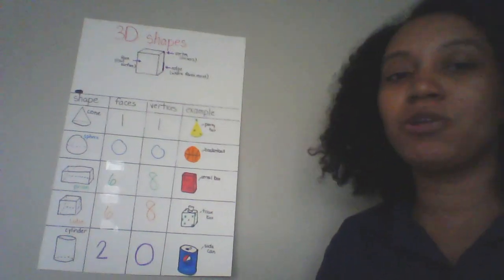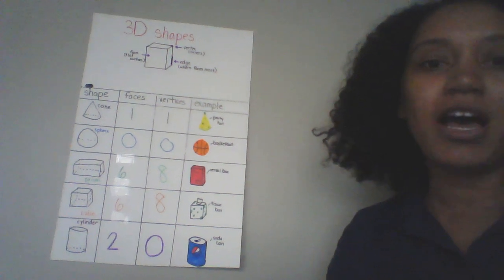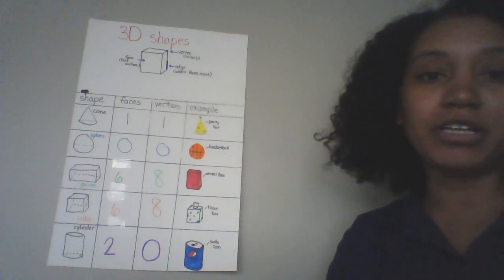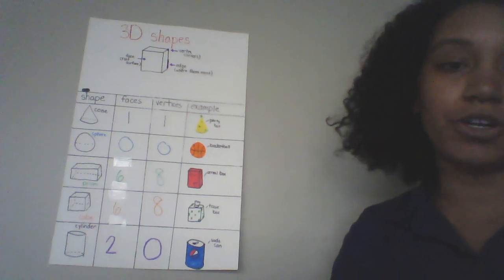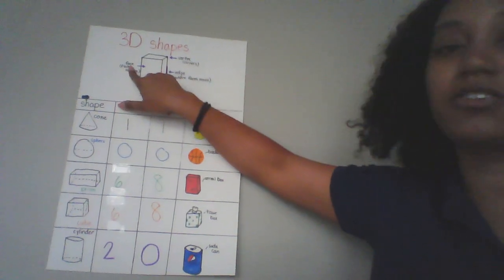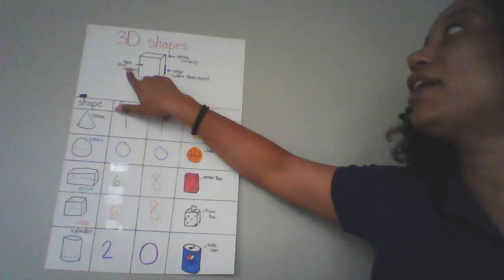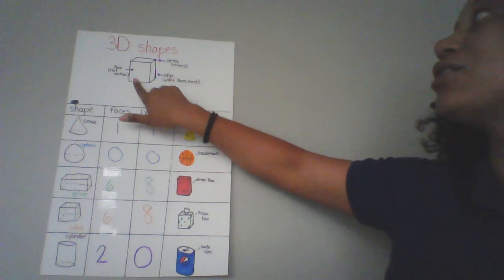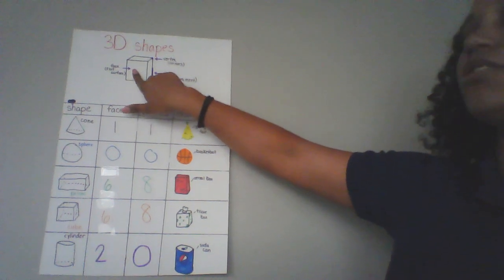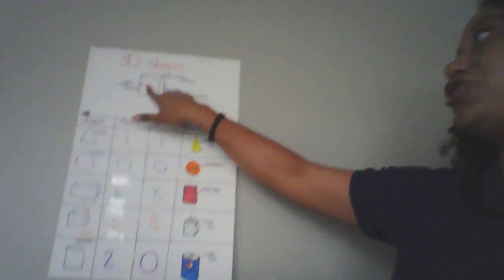Now before I teach you about the different 3D shapes that we have, I want to teach you some very important words that you're going to hear when we talk about 3D shapes. The first word you're going to hear is called a face. It is the flat surface of each 3D shape. As you see here, the arrows are pointing to the flat surface of the 3D shape.